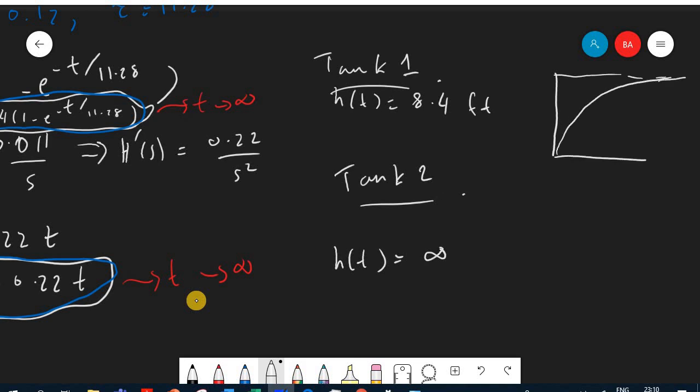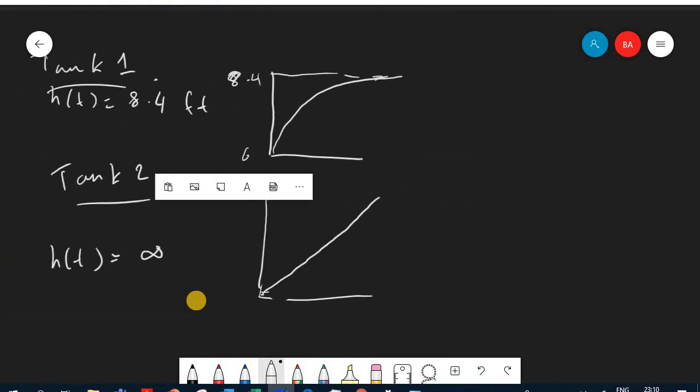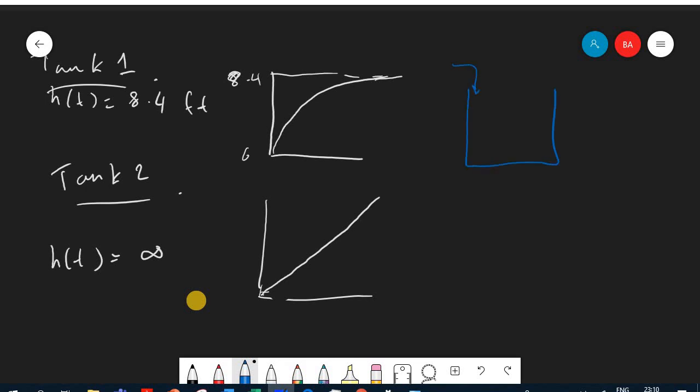Okay, so it was at 6, and then it went to 8.4 feet. For the second one, it looks like it just went in this shape, like that, as a ramp. And if you look at how that looks as a tank, for the first one, it increased from one position to a new position, and for the second one, it went to infinity.